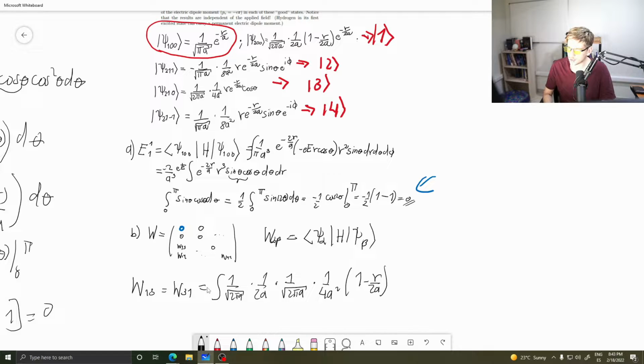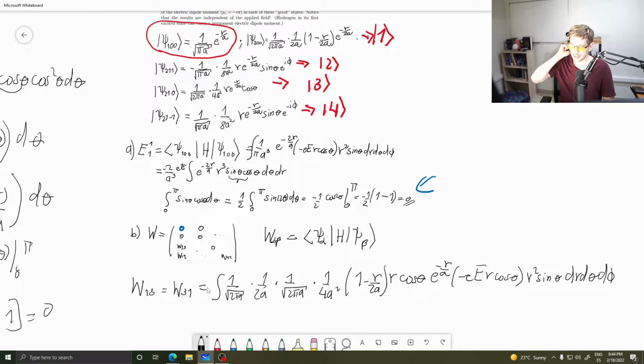Let's leave the exponent for later. And then we have r cosine theta. Now come the exponents, e to the minus r over a, right? It's squared. And now we need the perturbation of the Hamiltonian here, minus e r cosine theta. And what do we have then? Then we have r squared sine theta, dr, d theta, d phi.